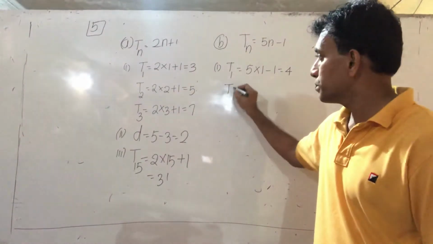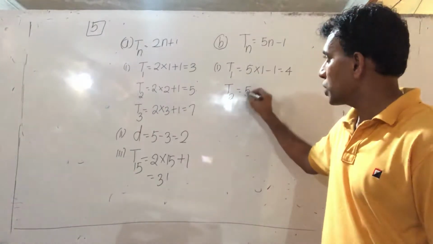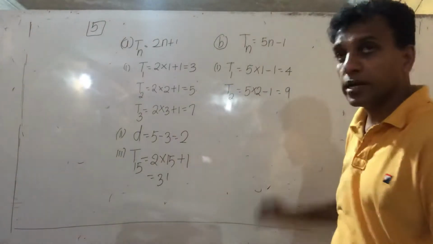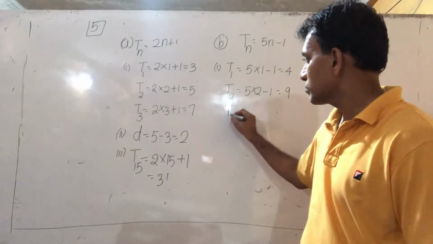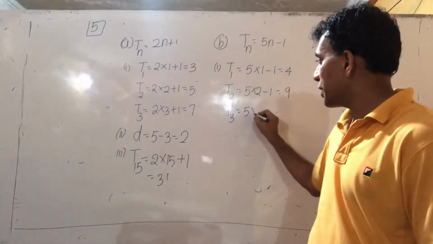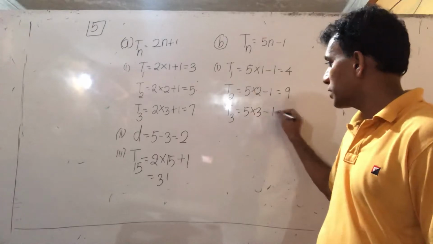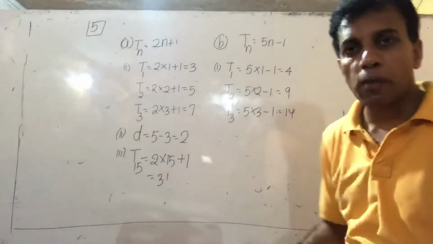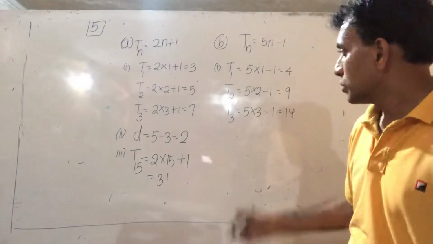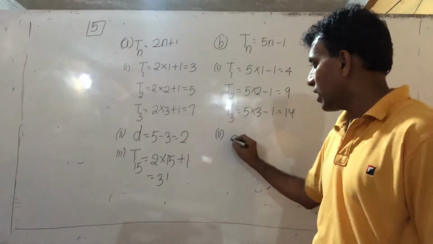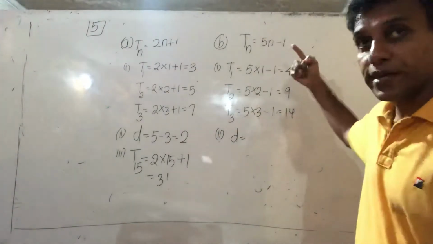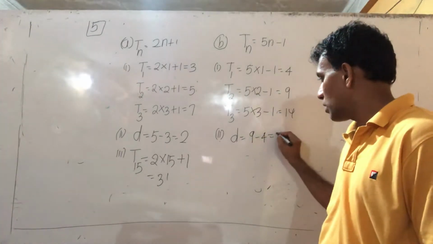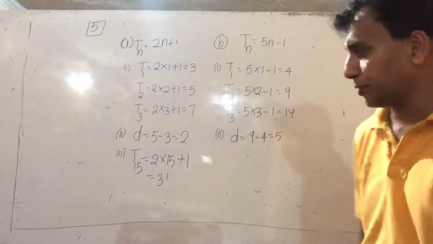Put n equal to 2: 5 times 2 minus 1 is 9. Put n equal to 3: 5 times 3 minus 1, 15 subtract 1, is 14. You can tell what the common difference is, how it increases. So for the second part, the answer is 9 minus 4 or 14 minus 9. The answer is 5, the common difference is 5.